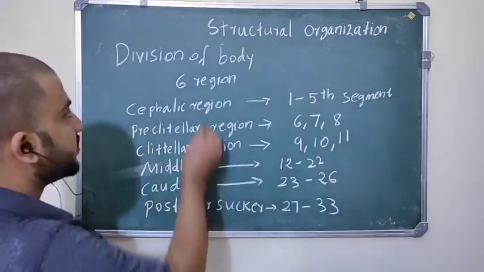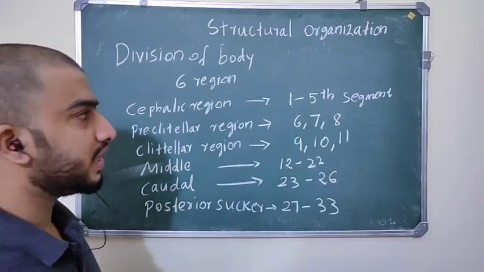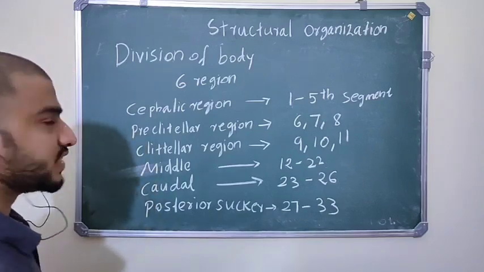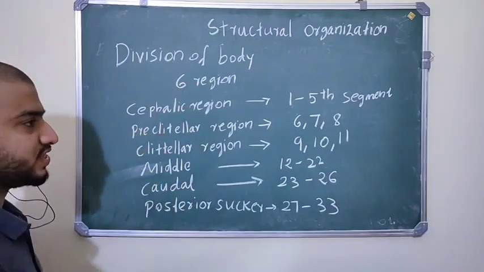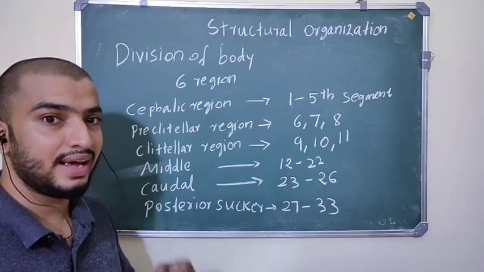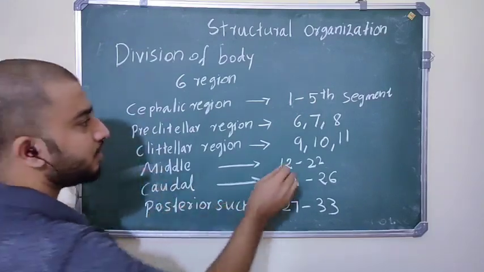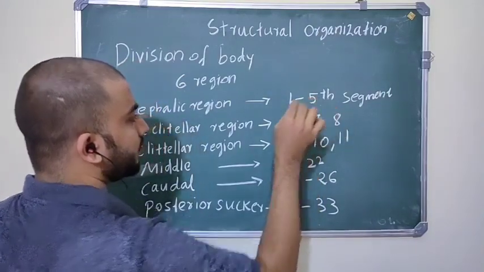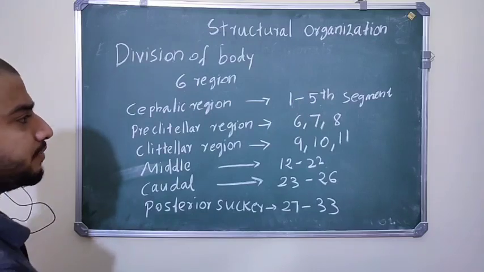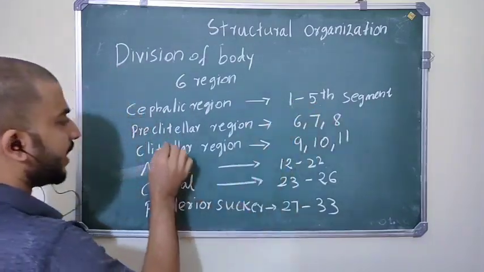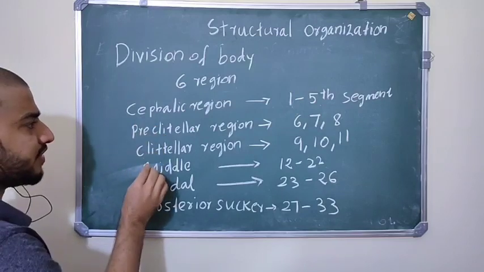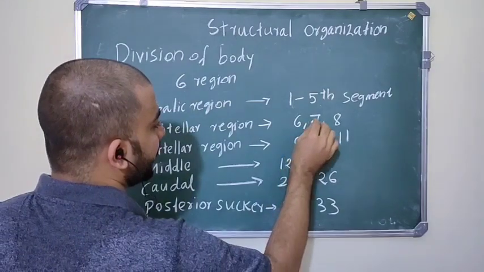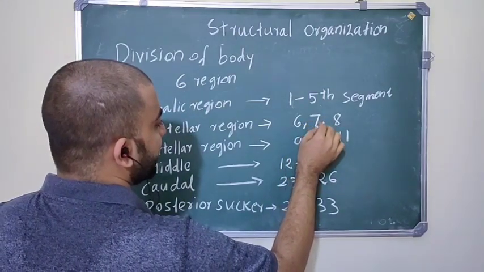Okay. Next, division of the body of the leech. The body of the leech is divided into 6 regions. So what are those 6 regions? First one, the cephalic region. Cephalic means head. The cephalic region lies between the first segment and the 5th segment. The next region after the cephalic region is the preclitellar region. It lies between the 6th, 7th and 8th segments.